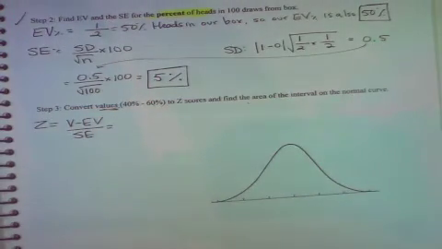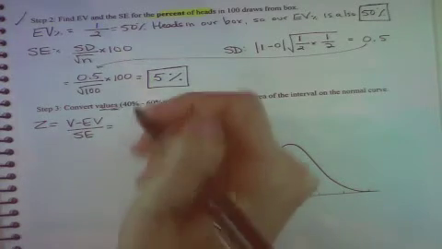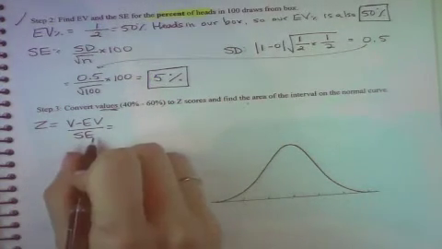Am I going too quickly? Yes or no? No? Okay, just shout out, anybody, shout out if you need me to slow down, repeat anything. I know I'm a quick talker. Slow me down, all right? So here's our z-score formula, same as before.